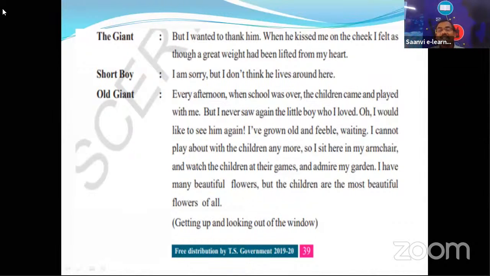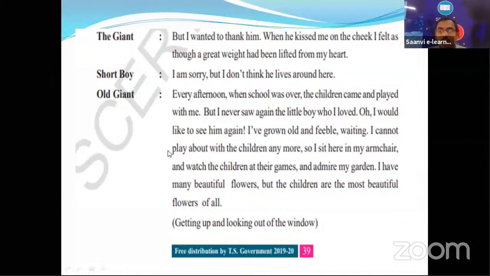That's why all the children are coming and playing in my garden, and my garden offers beautiful flowers and fruits to the children who come to play in the garden. I have many beautiful flowers, but the children are the most beautiful flowers of all. That's the reality. The giant had many beautiful flowers, but who are the most beautiful flowers of all? The children are the most beautiful flowers of all.